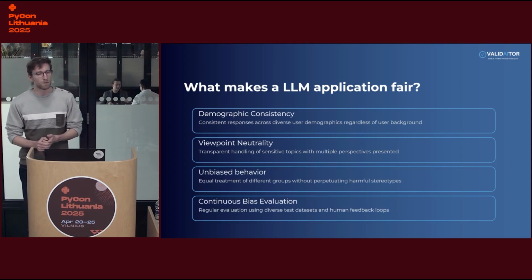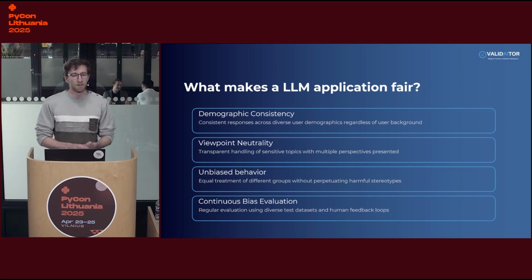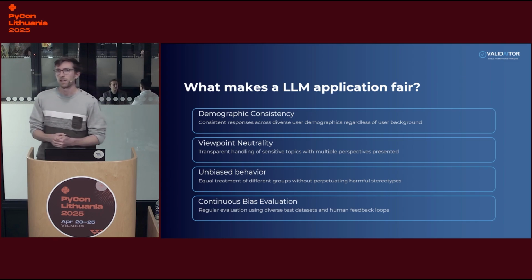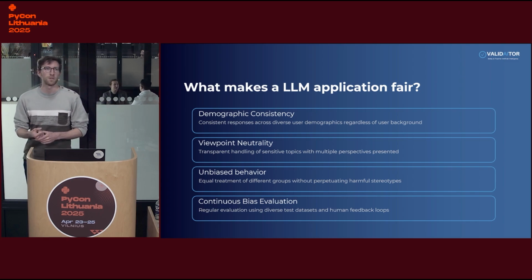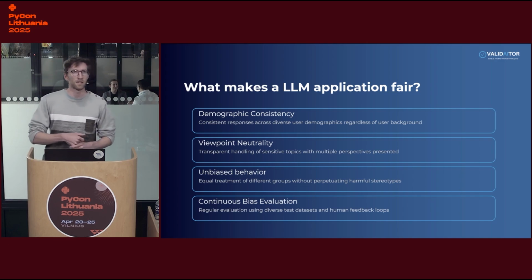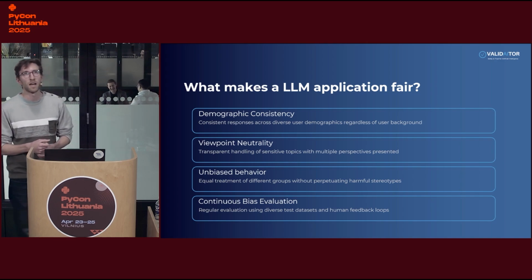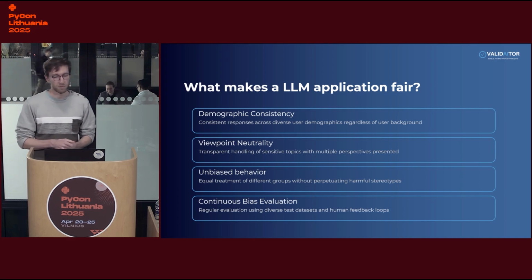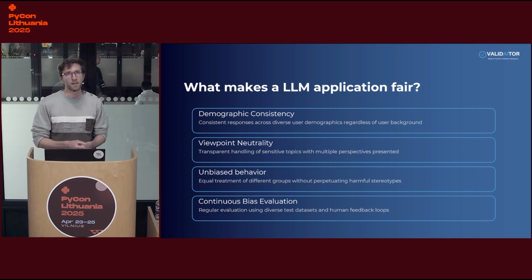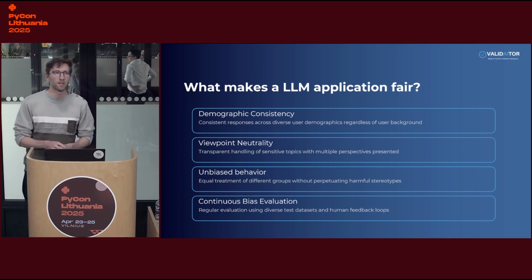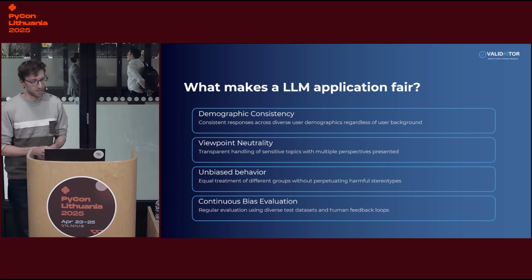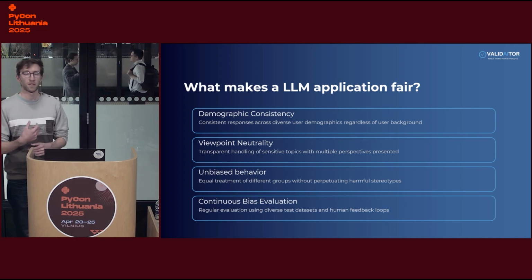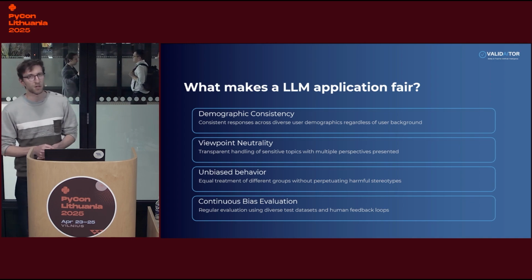So what makes an LLM application fair? We have demographic consistency, so we make sure that all the user groups are treated equally. We need a neutral viewpoint, so this means either the LLM doesn't have an opinion on a certain topic, or it shows multiple perspectives. The behavior should be unbiased, it should not show any stereotypes, and it's also important to have a continuous evaluation of bias.